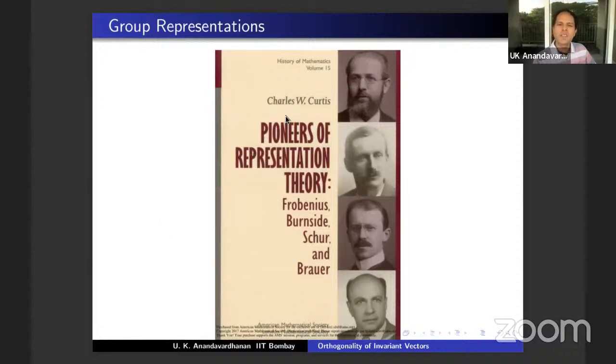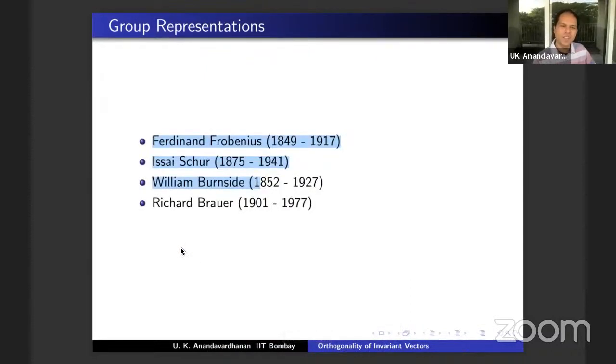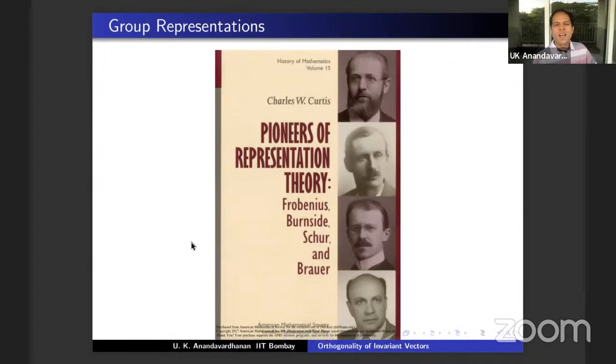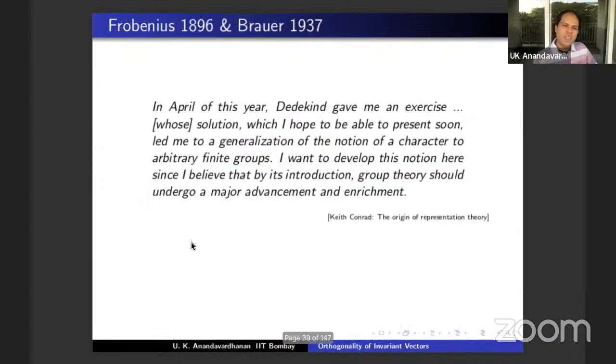So for example, here is a famous book by Curtis, and it's titled Pioneers of Representation Theory, and the subtitle is Frobenius, Burnside, Schur, and Brauer. And I guess the pictures must be in that order. So this is Frobenius, this is Burnside, Schur, and Brauer. So maybe my order was different. Yeah, Burnside and then Schur. Yeah. Okay, so that's a little bit of history. Maybe a little bit more I will continue.